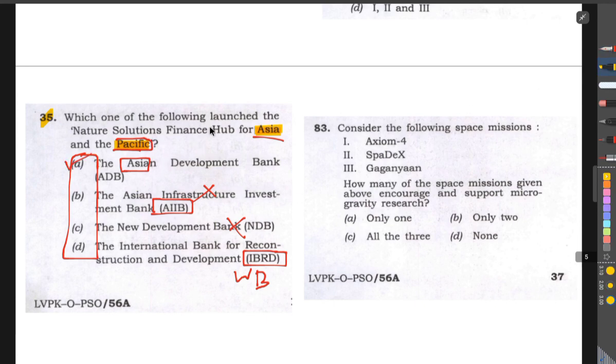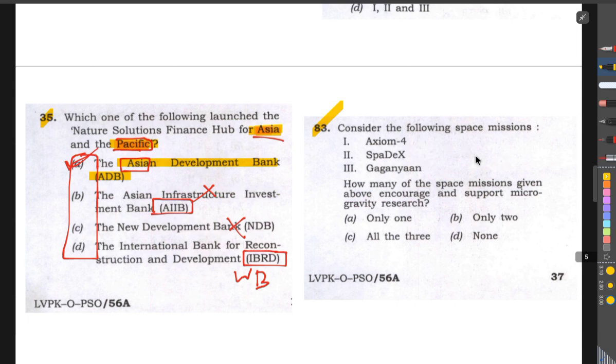So here I have spotted the keywords like Asia and the Pacific, and I used my basic knowledge that the Asian Development Bank contains members from both Asia and Pacific, that is USA, Japan, etc. Based on that basic knowledge and the keywords identified from the question, I opted for answer A, and it is right.